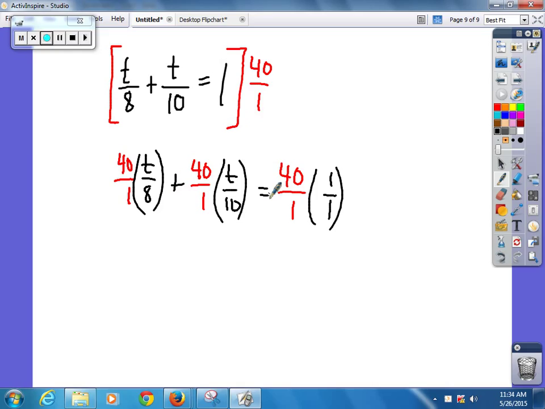And what's 40 divided by 8? 5t plus 4t, 9t.